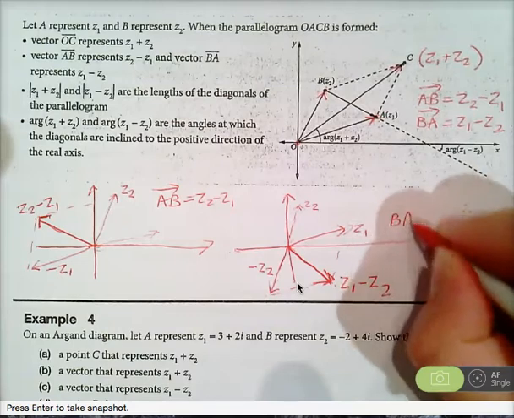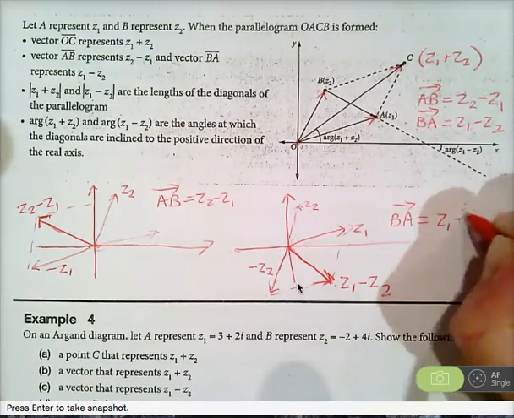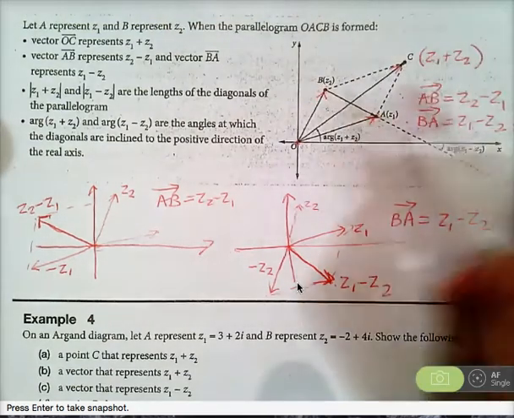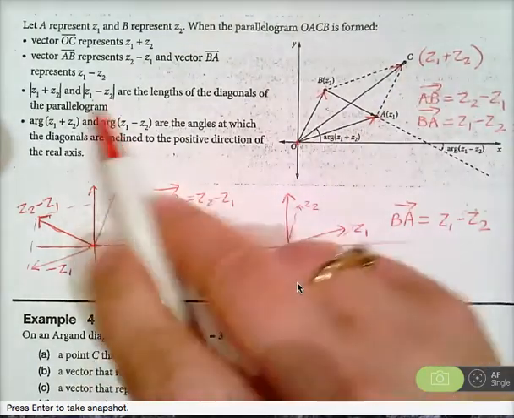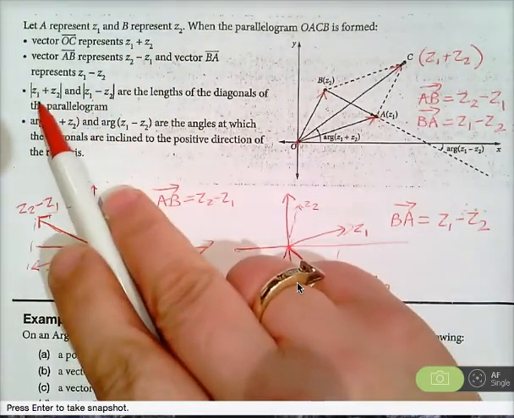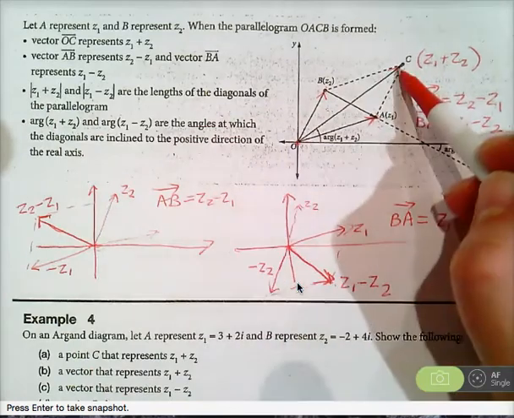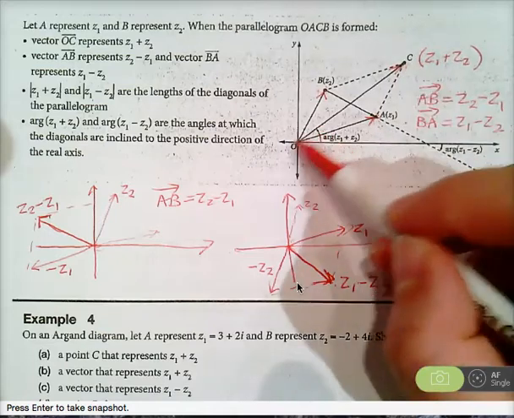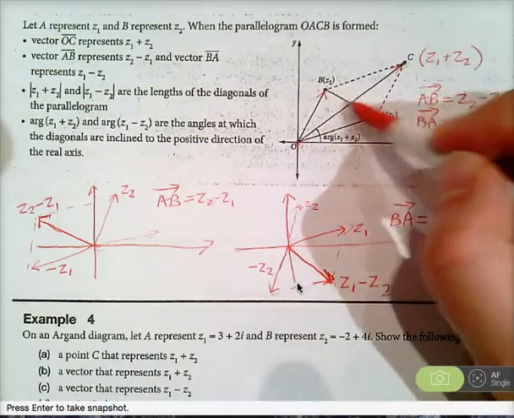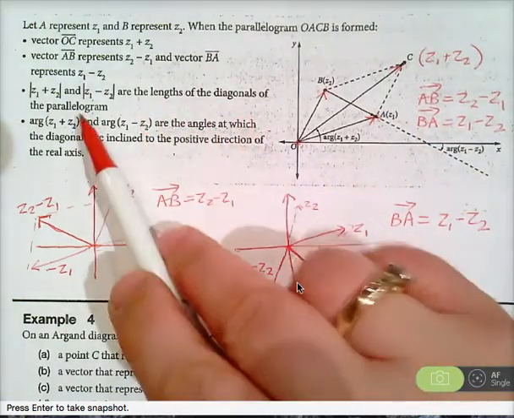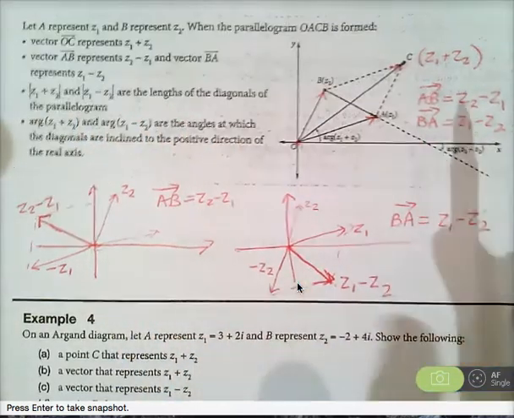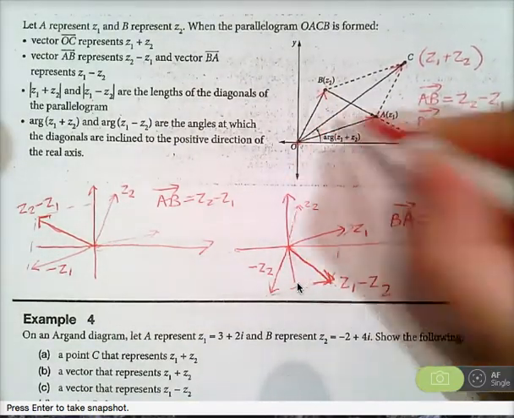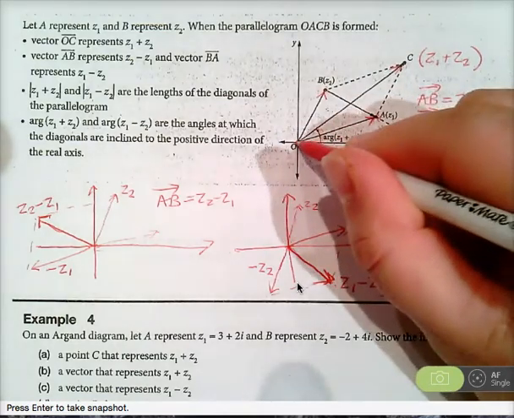Now, coming back up here. The modulus, see, OC represents Z1 plus Z2. So the modulus of Z1 plus Z2, or this length, which is the length of the diagonal of this parallelogram, so Z1 plus Z2 and Z1 minus Z2 happen to be the lengths of the diagonals of the parallelogram, okay? And the argument of Z1 plus Z2, which is this one. And so the argument of Z1 plus Z2 is the angle at which the diagonal is inclined to the positive direction of the real axis.